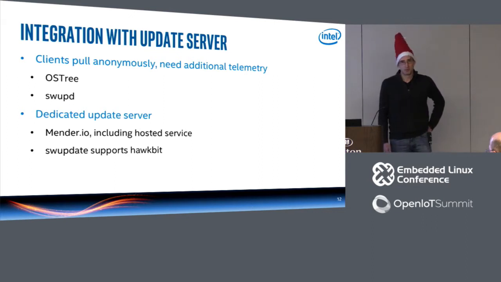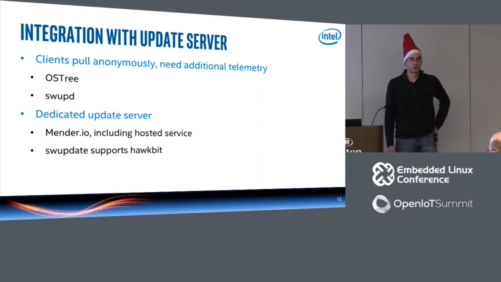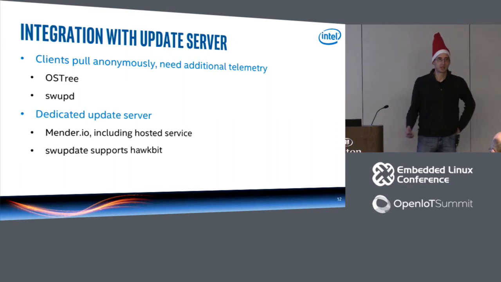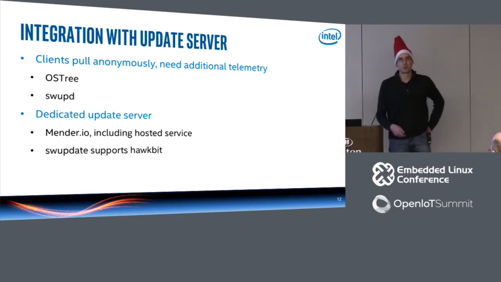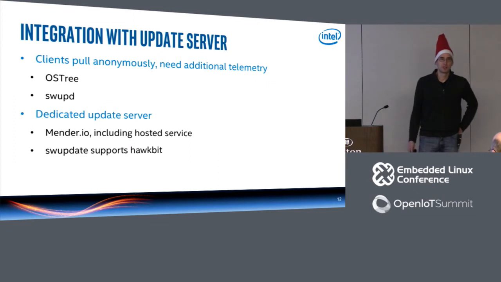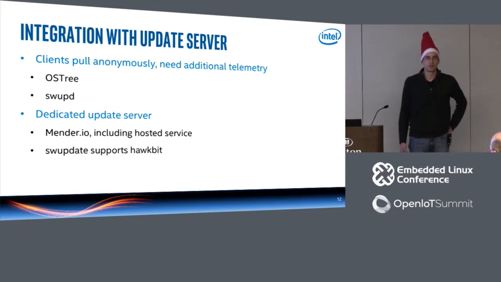In swupd, that's an ordinary HTTP server which hosts some files. So the file hierarchy is basically the update, and the client pulls some files, gets a new version number, and then knows which additional files it needs to update to that current version. And if you want to know if a swupd-based device is actually up to date, you need additional tooling. You need telemetry that tells you what the status is of your device fleet, and that's not part of a mechanism that is provided by swupd itself.